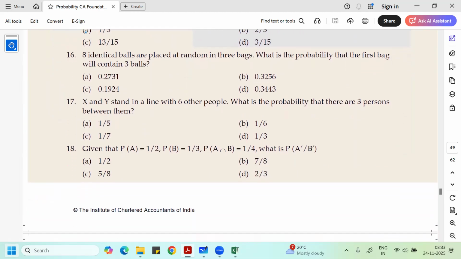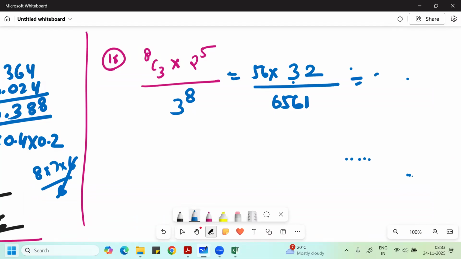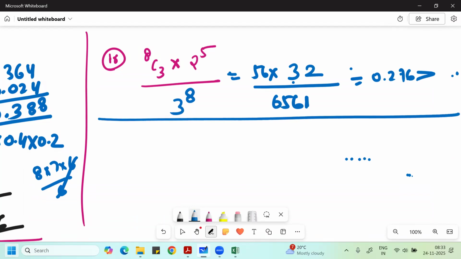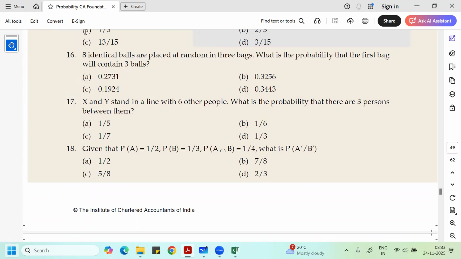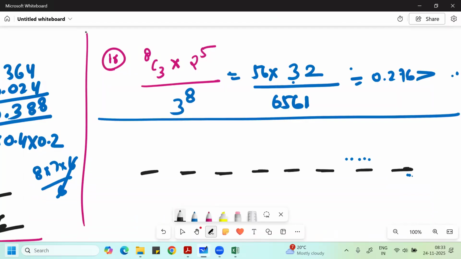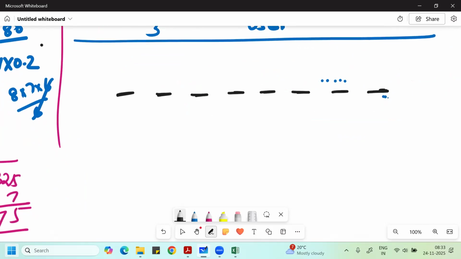Now question number 17, X and Y stand in a line with 6 other people. So there are a total of 8 people: 1, 2, 3, 4, 5, 6, 7, 8. X and Y stand in a line with 6 other people. What is the probability that there are 3 people between them? So if X comes at 1, then 3 people can come between them.